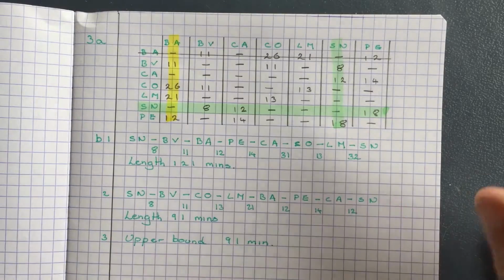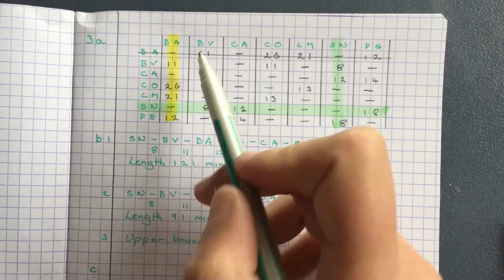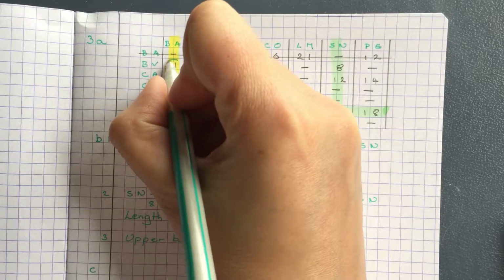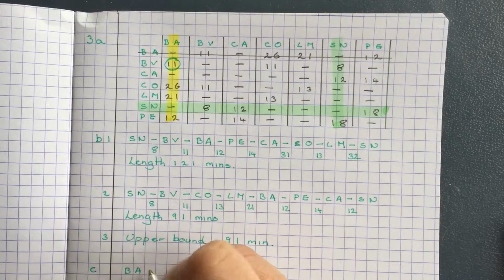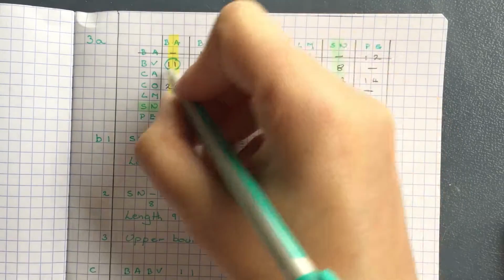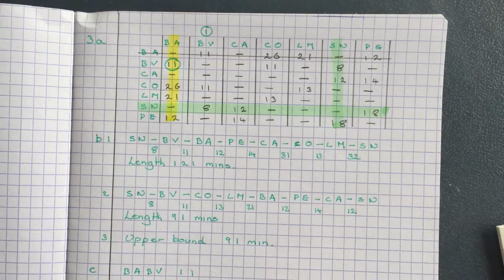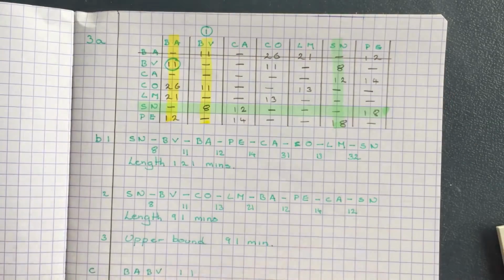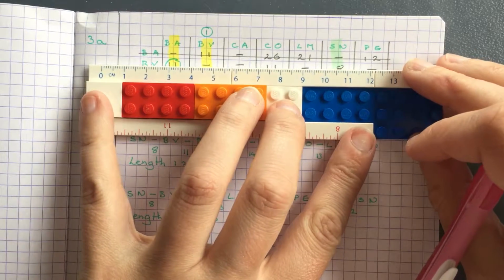So, where am I? Looking down here, we want to pick the smallest thing. So the smallest thing is here and is 11. So we have BA, BV is 11. So BV is our first one that we have chosen. So we can highlight this one now. And because we've now been to BV, we can get rid of it.